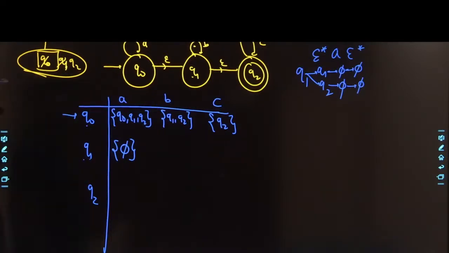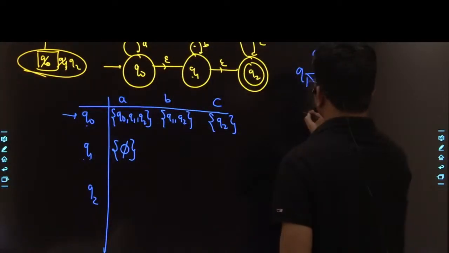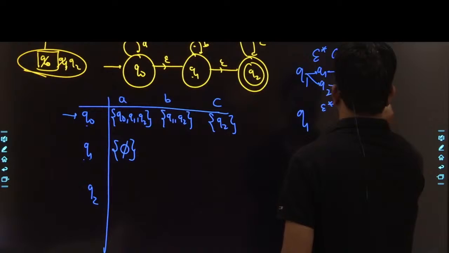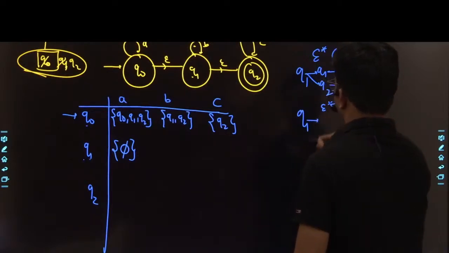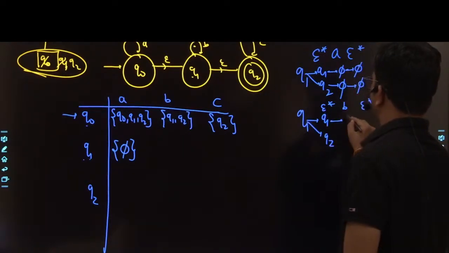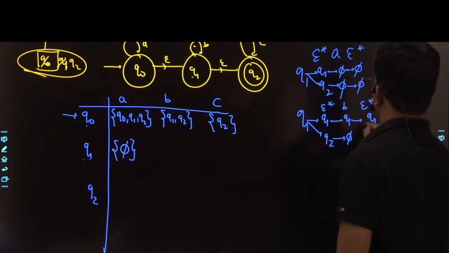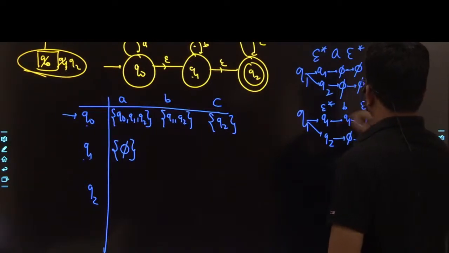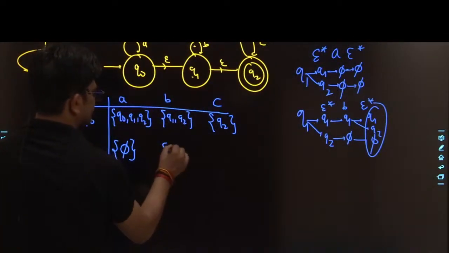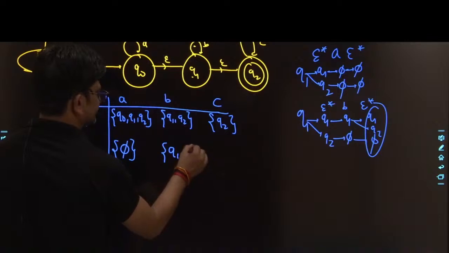Now next, Q1 on B. What is the epsilon closure of Q1? Q1, Q2. Q1 on B, Q1. Q2 on B, phi. Epsilon closure of Q1, Q2. Epsilon closure of phi. Union all these states. So this is Q1 and Q2.